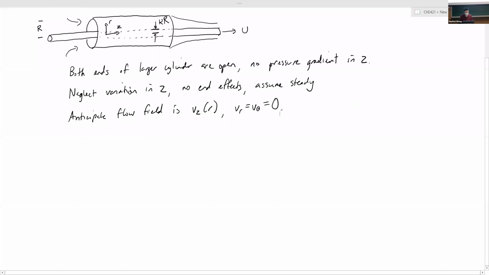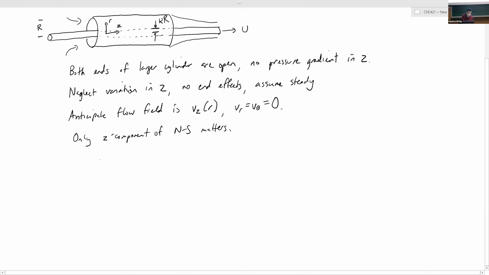Okay. There's also 3 components in the Navier-Stokes equations. We don't really care about the R component, and we also don't care about the theta component, right? And so what I'll say is that the Z component of Navier-Stokes matters, okay? And that equation is this.